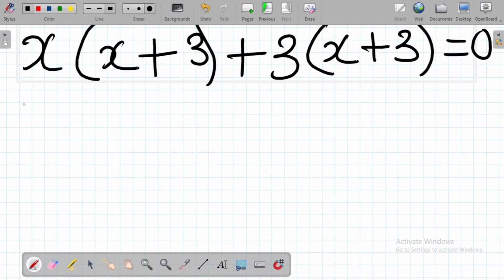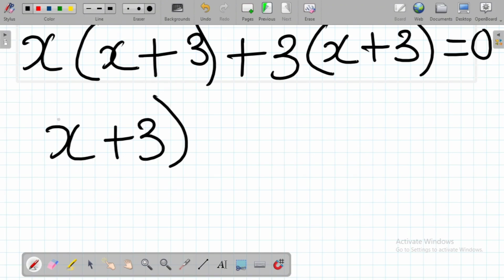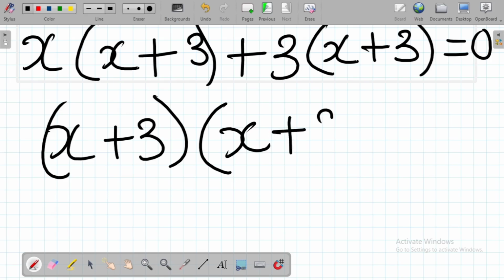Our next task here is for us to pick the two terms outside the bracket and multiply one of the brackets. The two terms outside the bracket are x and positive 3. So here we have x plus 3, and then multiply it by one of the brackets. We have x plus 3. Equate it to 0.